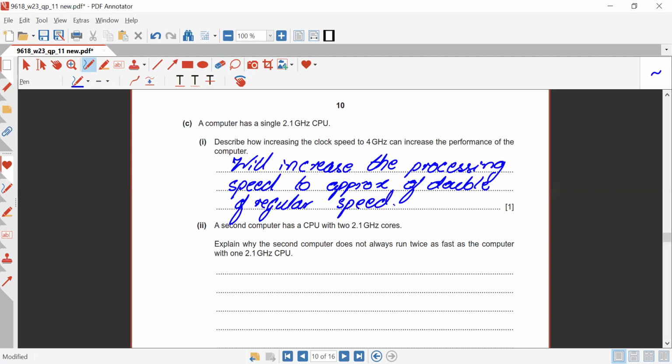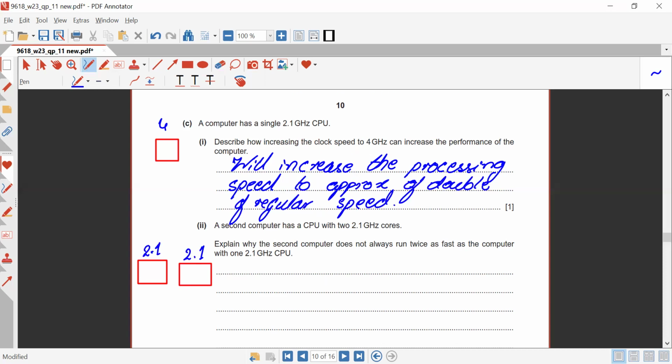Our second computer has a CPU with two 2.0 gigahertz cores. Explain why the second computer does not always run twice as fast as the computer with one 2.1 gigahertz. Now they are saying it is having two cores, whereas that one was having a single processor. Now it is having two processors, both of 2.1 gigahertz. They are saying it won't be executing at the same ratio as it did once we just increased the power of the processor in the previous part.